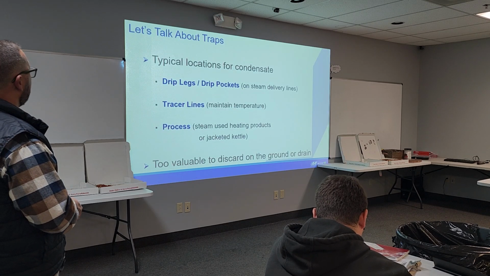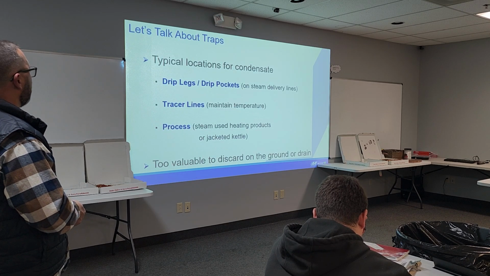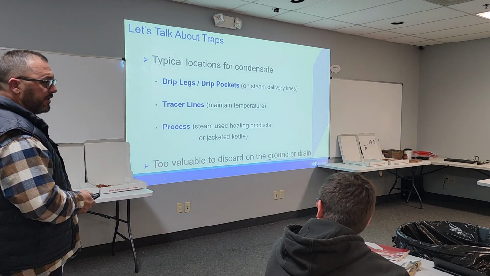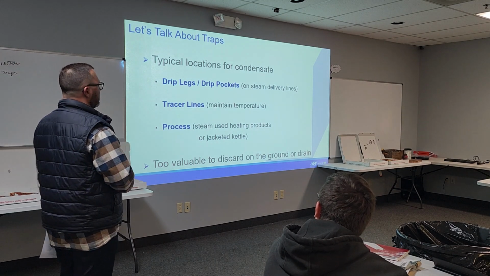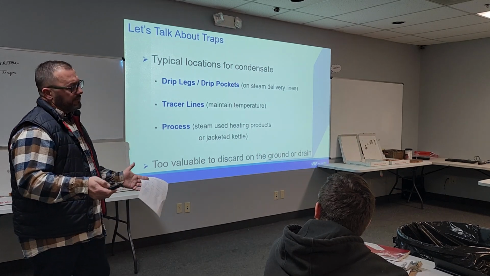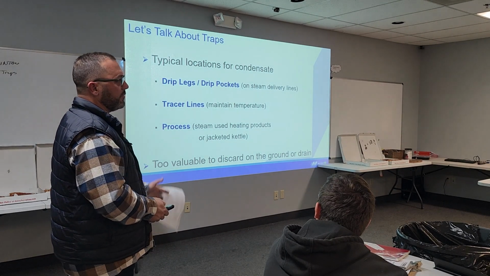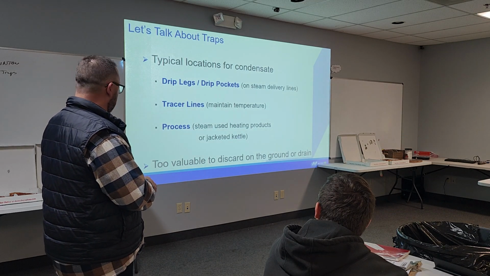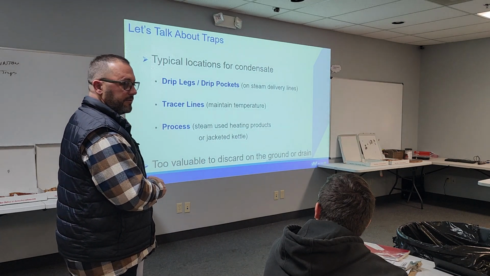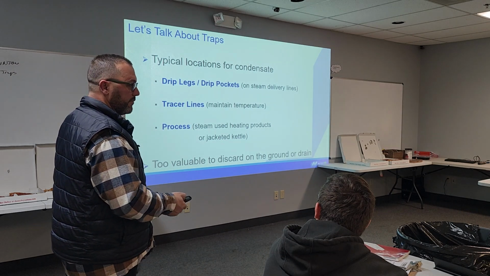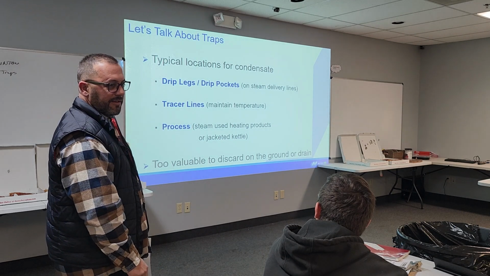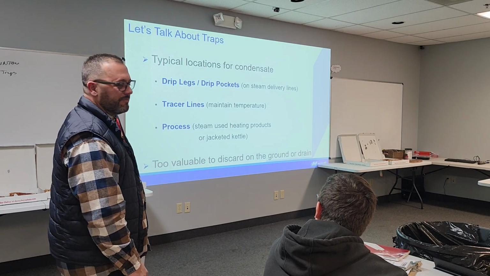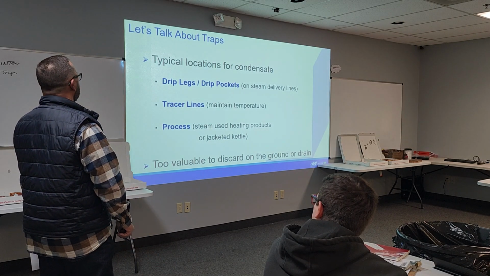Let's talk about traps. So the typical locations for condensate: drip legs and drip pockets, that's steam mains. Generally, the steam feeding a process. That's where somebody calls, hey, I need a steam trap. You're at a fork in the road. Are we talking a drip trap or a process trap? Some people call them dirt legs, drip legs. There's all kinds of names. What do you guys call them in the Navy? Just dirt legs. Drips, yeah. Heard them called a lot of different things.